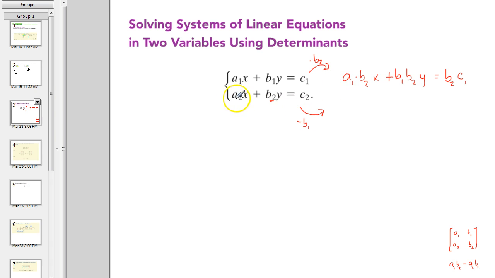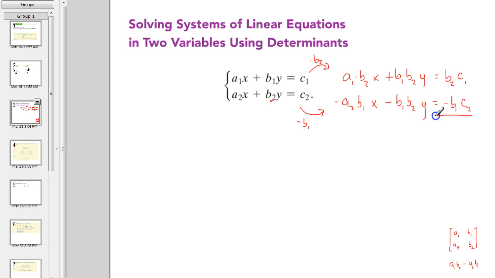So A2 times negative B1 is negative A2 B1X. And then a minus, because it's a negative, B1 times B2Y. And that equals, and over here I got a negative B1 times C2. So negative B1 C2.